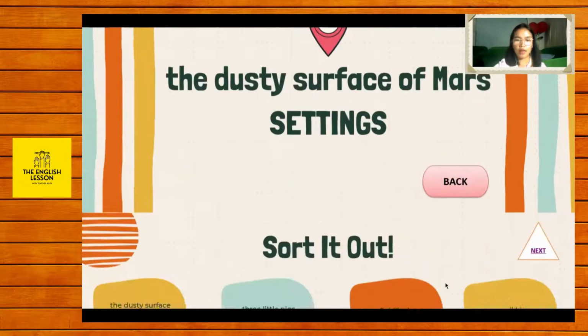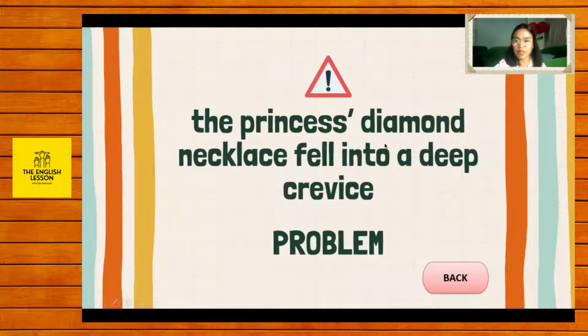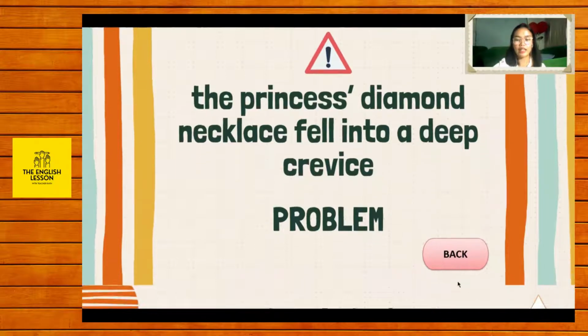So let's go back. Next here, the princess diamond necklace fell into a deep crevice. So what is the answer? Is it under the character, setting, problem, or the solution? Okay, let's see if your answer is correct. The princess diamond necklace fell into a deep crevice is under the problem. So yes, very good.